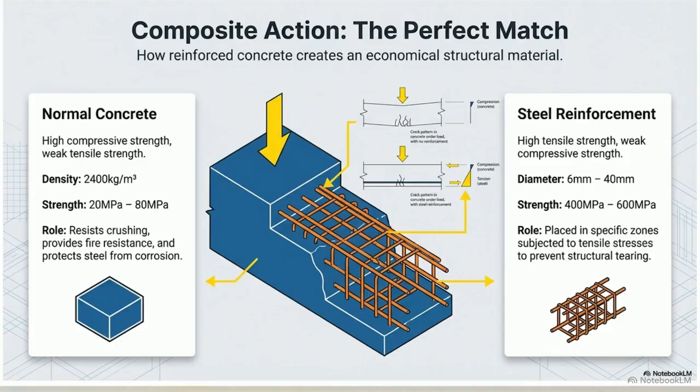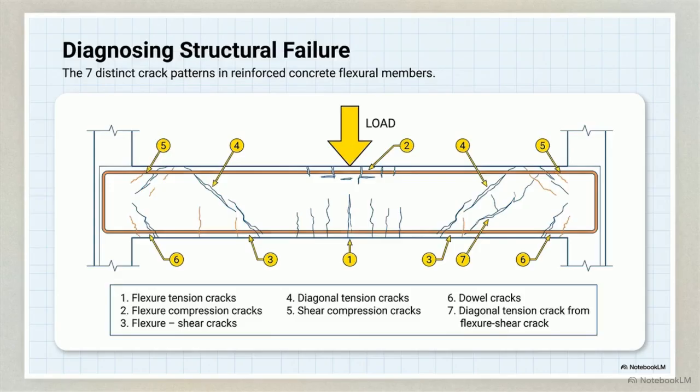This visual breaks down the equation. Normal concrete has massive compressive strength but weak tensile strength. If pulled, it snaps. By embedding a steel grid into stretching zones, engineers create a unified block. Concrete absorbs crushing forces downward, while steel resists tearing forces pulling apart. When this composite ratio is off, the material provides warning signs.